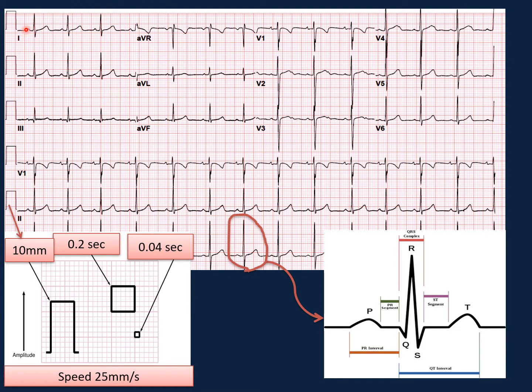So if we start here, PQRST, PQRST, PQRST, you see here the P wave is positive in lead 1 but is negative in AVR. This is normal. Also the T wave is positive in lead 1 but is negative in AVR and V1. This is also normal.